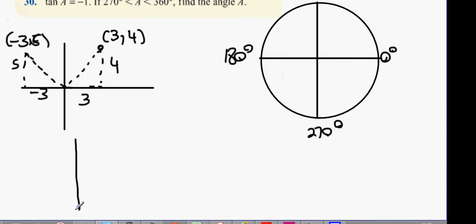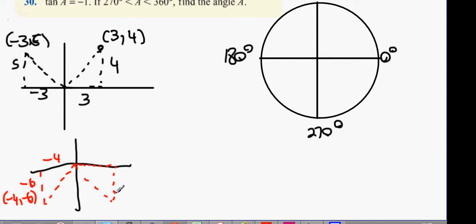If I did it again, but on the bottom 2 quadrants, if I went down this way, and I said this point here is, I don't know, minus 4, minus 6. What does that mean? Minus 4 to the left and minus 6 down. Finally, we're going to go to the bottom right. If I give you another value, this one here is going to be plus 4, minus 6.